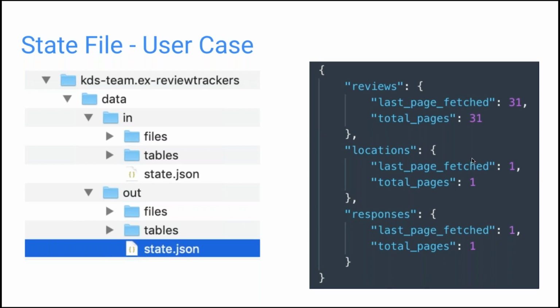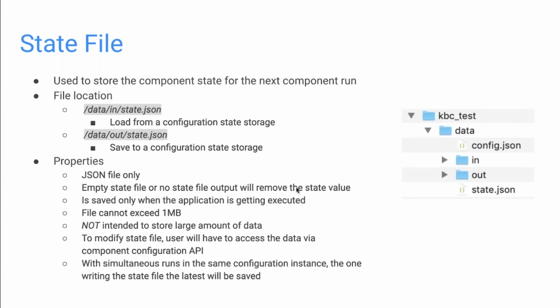Okay, so this is the state file over here, and what you can see is what's contained inside the state file. Let's say if I'm running the extractor right now, and there are no more additional pages to request, let's say for endpoint reviews, the last time it ran, it fetched up to 31 pages. So this time if we run it and there are no more additional pages to request, then we can store this state file into the out folder. This way, next time when the component runs, this state file will be passed on to the next run's input mapping. It will know which page to start fetching.